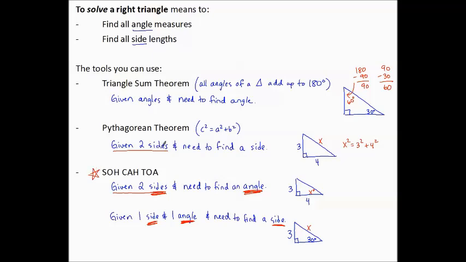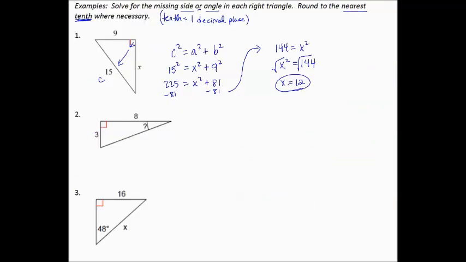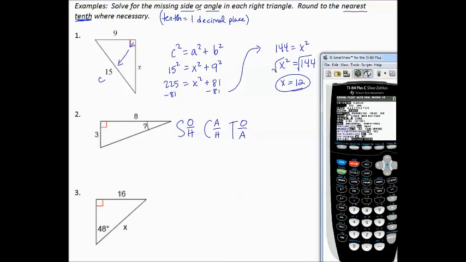If it's only sides, Pythagorean theorem. If it's only angles, triangle sum theorem. If it's a mix of sides and angles, Sohcahtoa. So in our second example, it's a mix of sides and angles. So let's write down Sohcahtoa. We'll make sure our calculator's in degree mode before we begin. Mode, check degree mode. It is. So let's carry on.